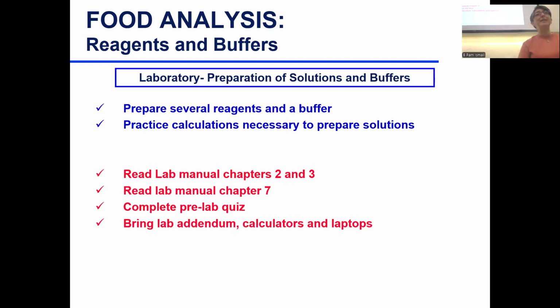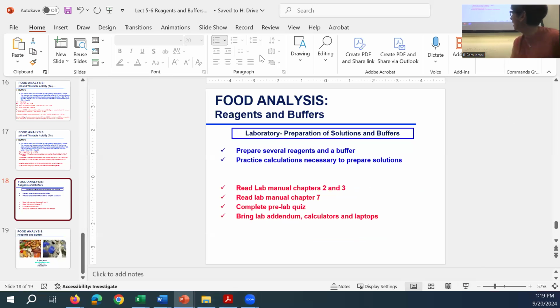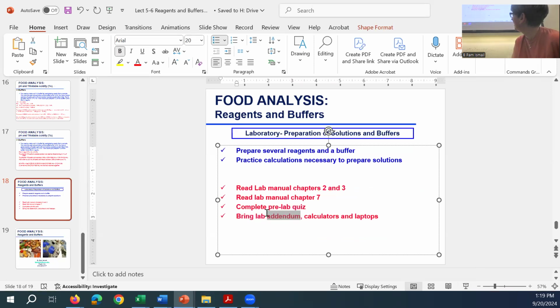You don't need lab addendum, you need lab manual. Oh, geez. Okay. Yes. So the pre-lab quiz has a bunch of calculations that you will need for the lab. And you need them in your notebook. So solve them in your notebook and then type them. I corrected one place and I didn't correct the other.